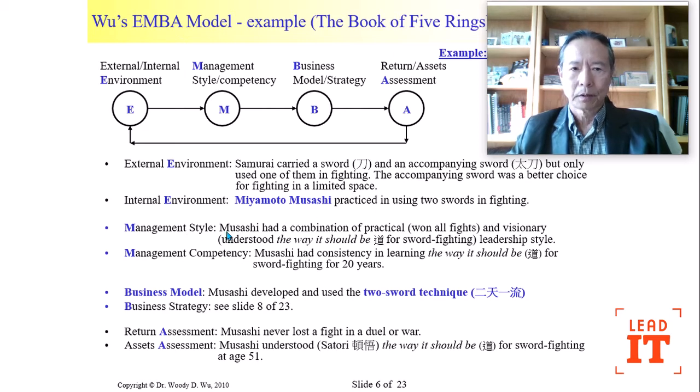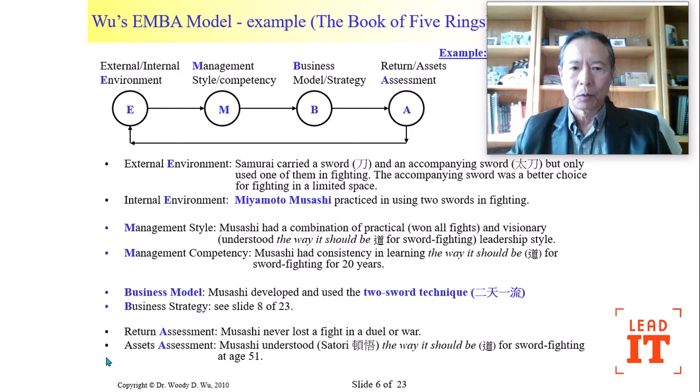Management style. Miyamoto Musashi was practical and visionary. He can see what other people cannot see. Competency. He consistently practiced the two-sword style, or two-sword technique, for 20 years. Japanese sword is very heavy. That's why the samurai used two hands to hold up one sword and fight. You need to have very strong arms, right arm and left arm, to hold up one sword each during the fight.